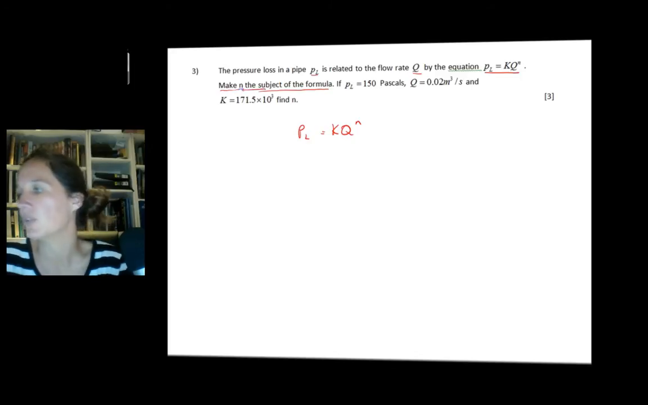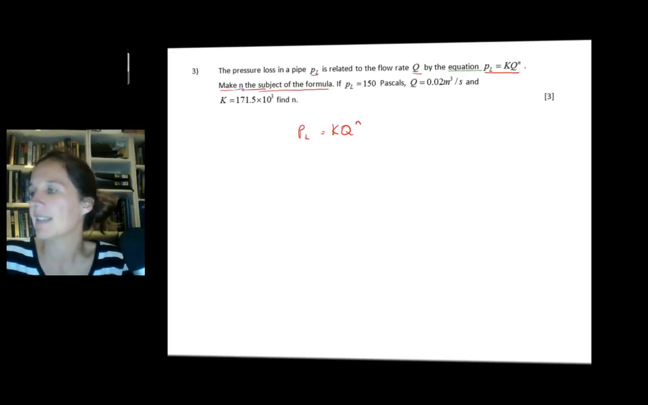So we note that there's two parts. We want to make N the subject. So we've got this K term here. We're going to divide both sides by K. So Q to the power of N is equal to PL divided by K.